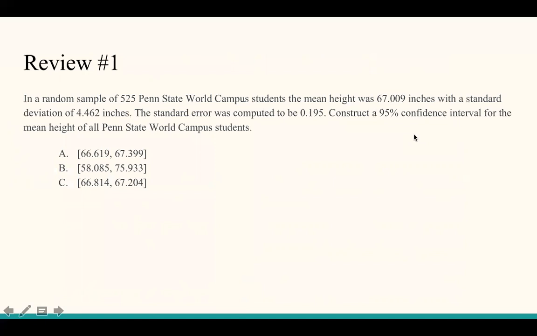In a random sample of 525 Penn State World Campus students, the mean height was 67.009 inches with a standard deviation of 4.462 inches. The standard error was computed to be 0.195. Construct a 95% confidence interval for the mean height of all Penn State World Campus students. So I'm going to give you a couple minutes, and when you get your answer, type it in the chat box, and we'll go over it soon.